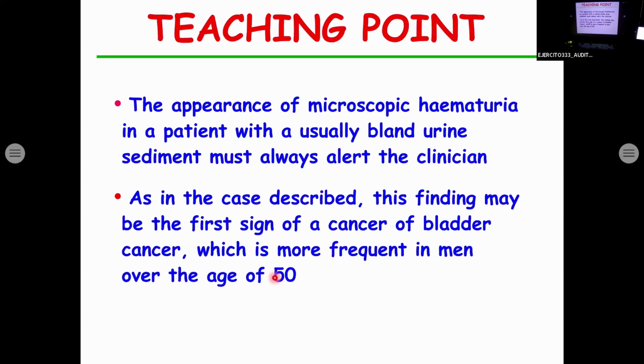Teaching point. The appearance of microscopic hematuria in a patient with a usually bland urine sediment must always alert the clinician. At that time, it was the clinician who also examined the urine sediment, so it was a very added value. As in the case described, this finding, the presence of red blood cells, which was not present before, may be the first sign of a cancer, of bladder cancer, which is more frequent in men over the age of 50, and the patient was 70 or more.